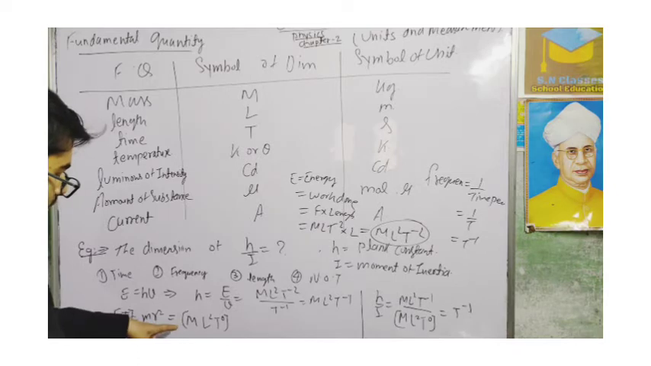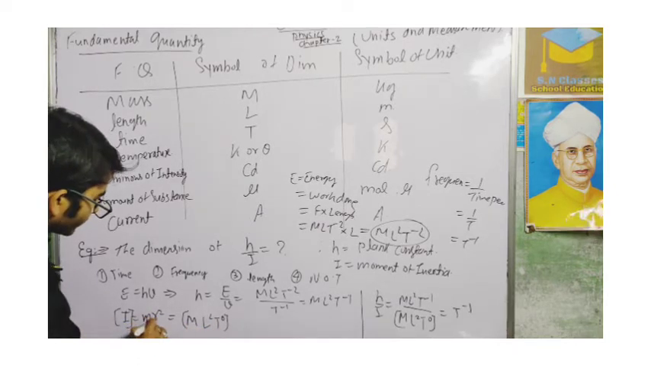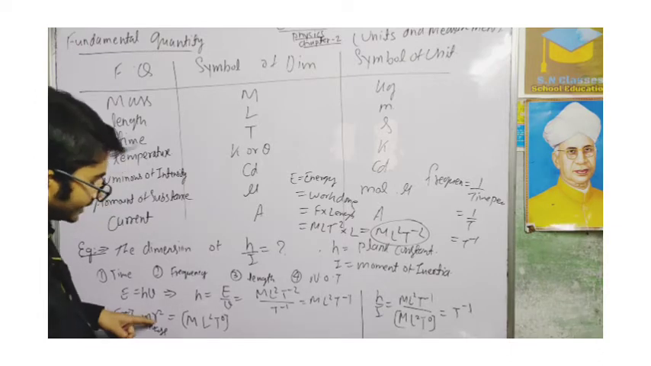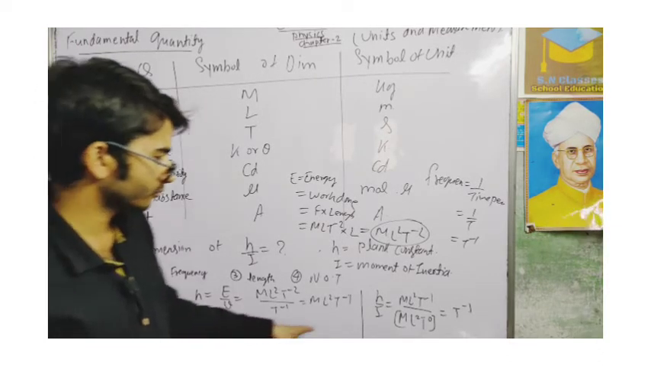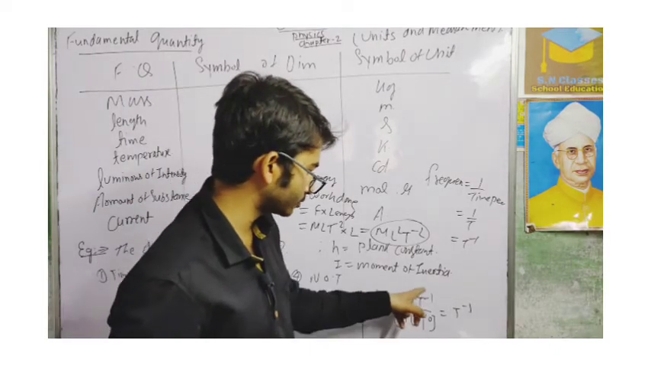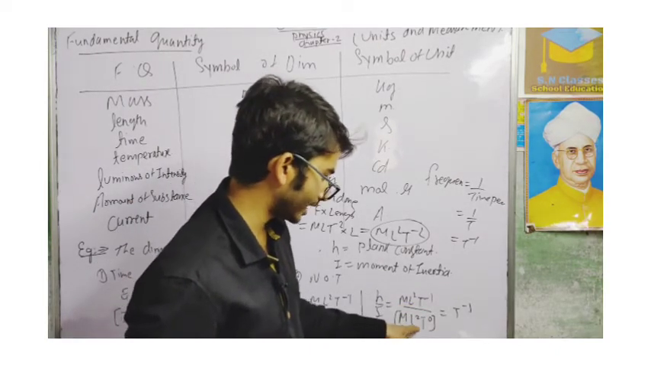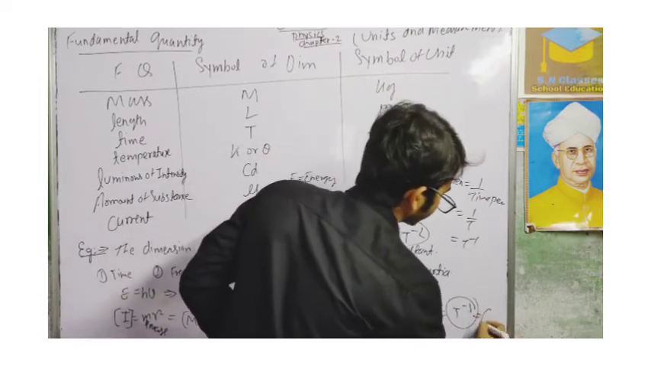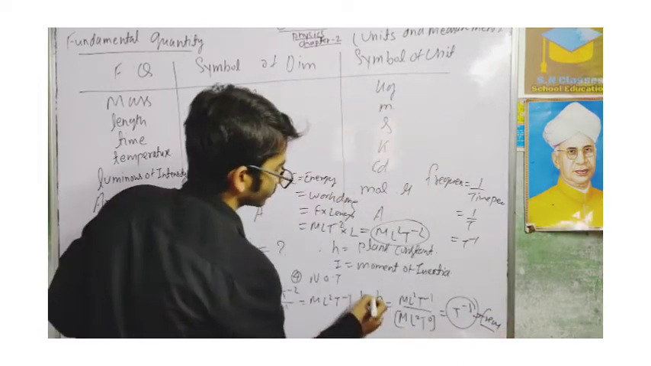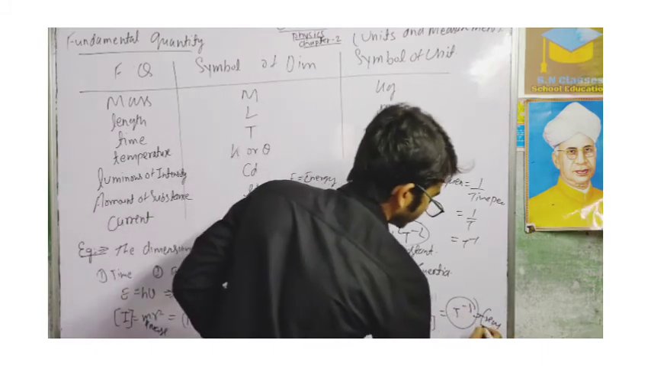You find I, the moment of inertia, means mass into r square, where mass is m and r is the radius of a sphere. So the formula is M L^2. If dividing these two, you get 1 by t, that is 1 by time period, which is known as 1 by frequency. 1 by time period is known as frequency.